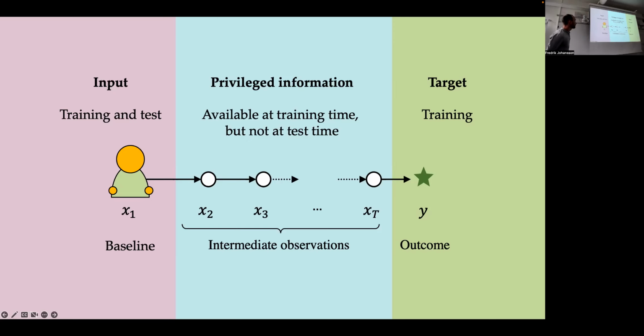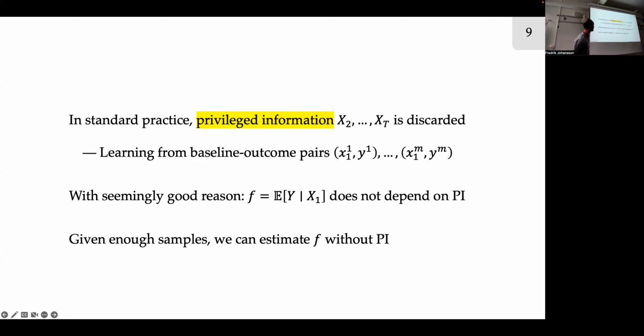Surprisingly, then, you might say, a lot of the time privileged information is discarded for no reason, really. But then I immediately contradict myself, because I say with seemingly good reason we can just discard it. What I mean is that you don't really need it if you have enough samples, if you have enough sequences. If you have enough samples of just the pairs x1 and y, you can learn a good prediction model. This conditional expectation, which I said was the risk minimizer, the best prediction model, doesn't depend on the privileged information, right? So it makes sense that if we're thinking standard supervised learning, we just remove everything that's in between. And again, given enough samples, we can do this. It just happens that it's often wasteful.